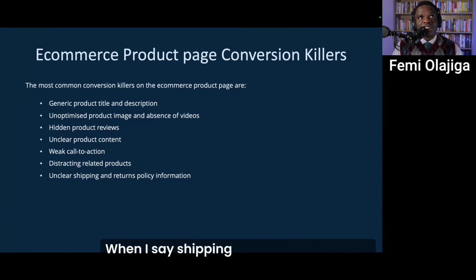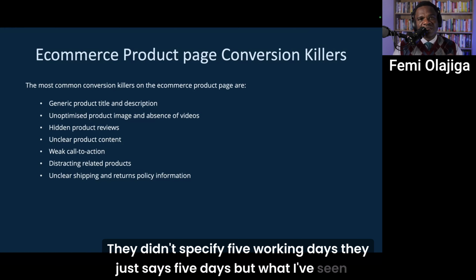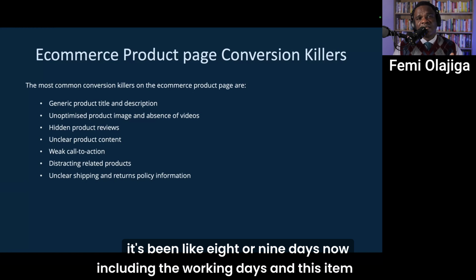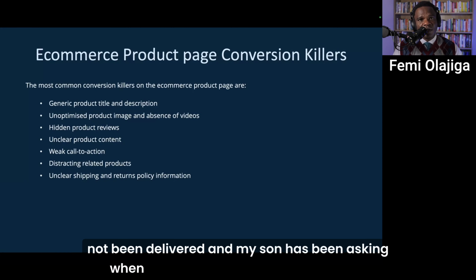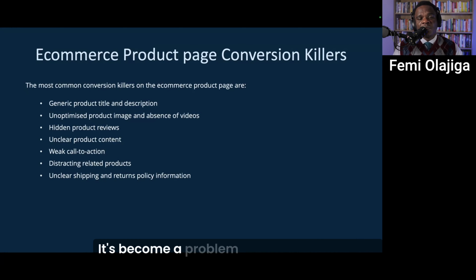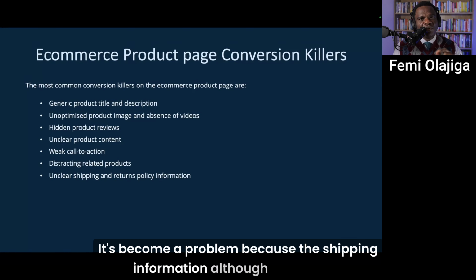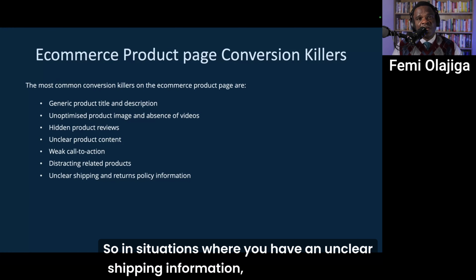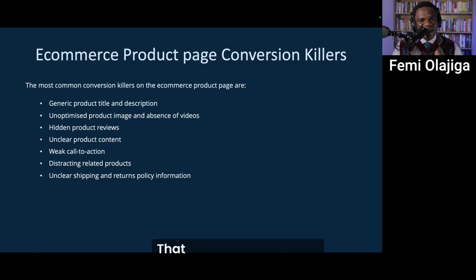When I say shipping information, I recently ordered something for my son and the shipping specified 5 days. They didn't specify 5 working days, it just says 5 days. But what I've seen is it's been like 8 or 9 days now, including the working days, and this item has not been delivered. And my son has been asking, when is he going to get his stuff? It's become a problem because the shipping information, although it was clear, they potentially weren't very upfront about when the thing would actually be delivered. So in situations where you have unclear shipping information, people are not sure when they're going to get it, that is a conversion killer.